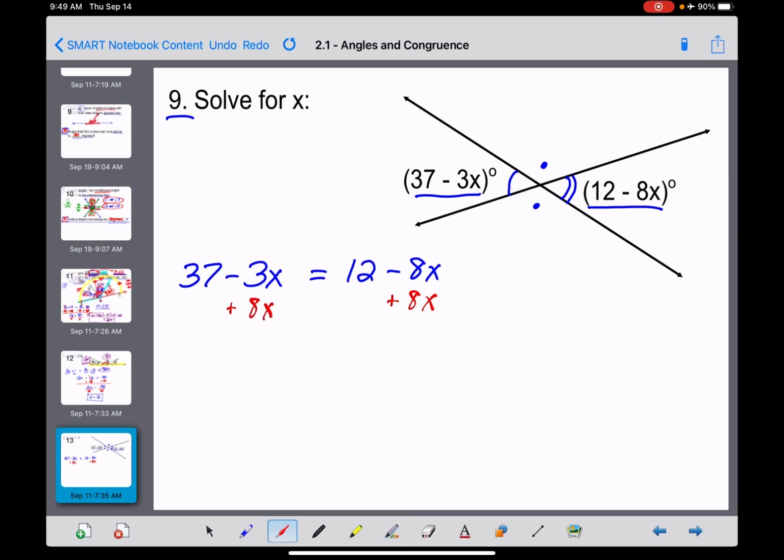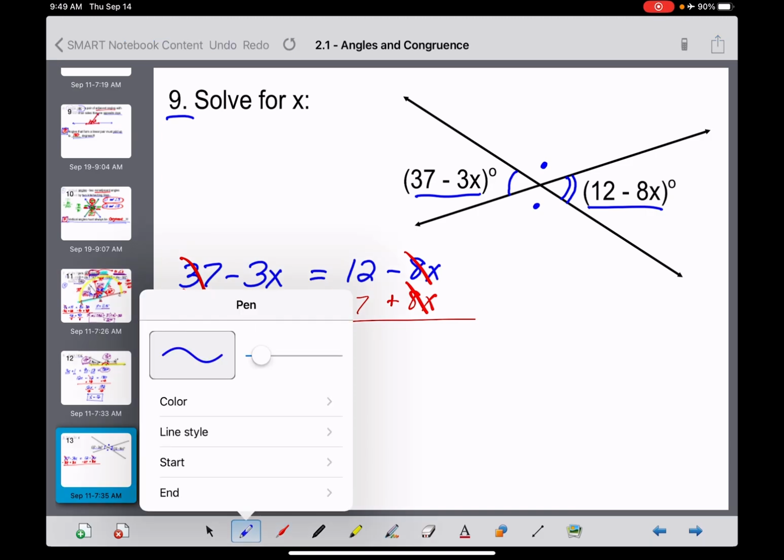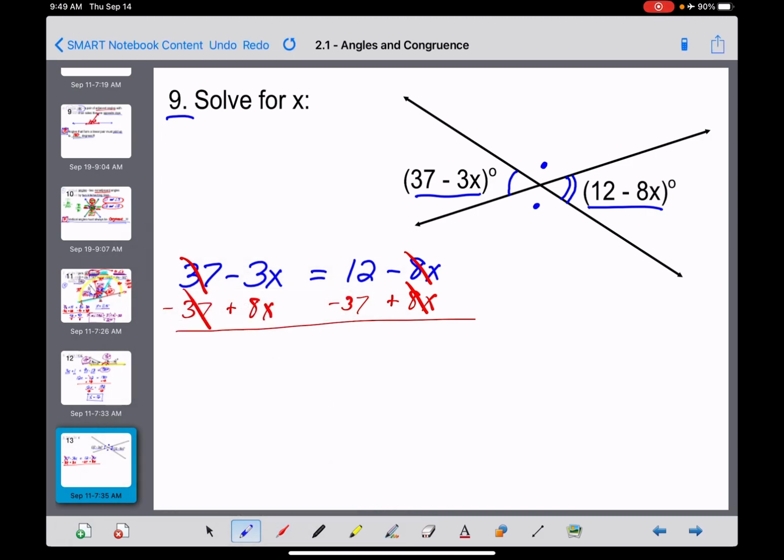And if I'm bringing all my variables to the left, I want all my constants to go to the right, so I'm going to subtract a 37 from each side. Let me draw a line right here. The 37s on the left cancel. The 8x's on the right cancel. And now here we go. Let's add some things up. Negative 3x plus 8x is going to give us a 5x, and 12 minus 37 is going to be negative 25. Now we'll divide both sides here by 5, and we'll get x is equal to negative 5.